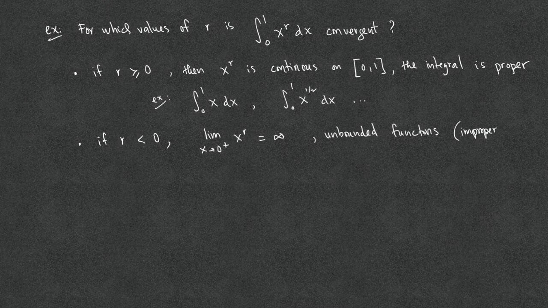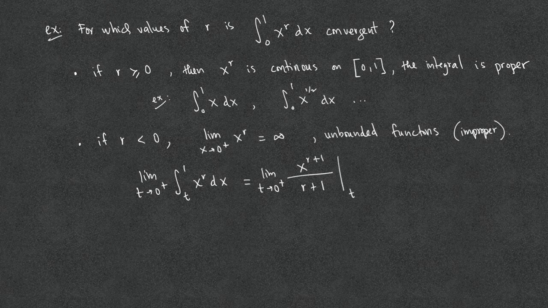We have the limit as t goes to 0 from the right-hand side of the integral from t to 1 of x to the r dx, equals the limit as t goes to 0 from the right-hand side of x to the r plus 1 over r plus 1, evaluated from t to 1. This is 1 over r plus 1 times the quantity 1 minus the limit as t goes to 0 from the right-hand side of t to the r plus 1, provided that r is not equal to negative 1.